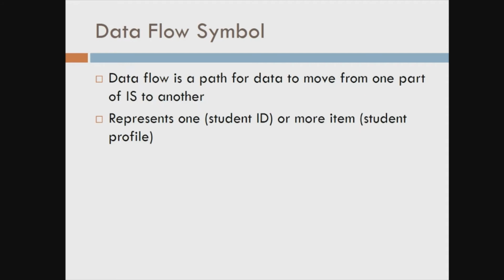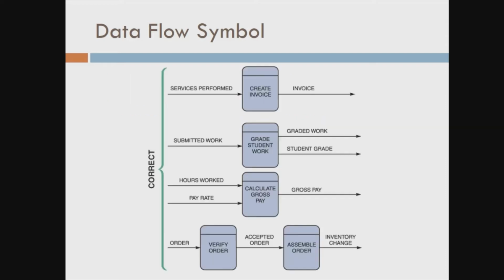Okay, the next symbol is data flow. We have the activity's name and the arrow. So data flow is a path for data to move from one part to another. It represents one or more items, for example, student ID or student profile. So this is how we use the data flow symbol.